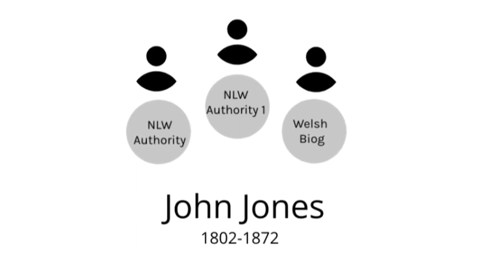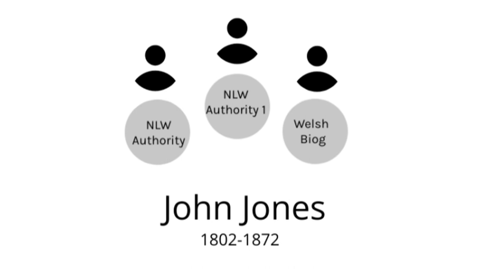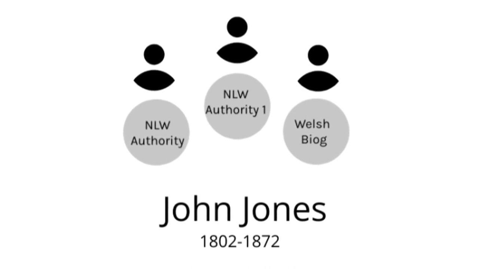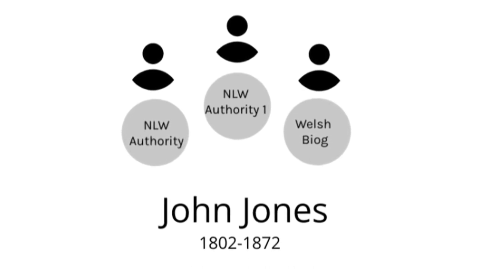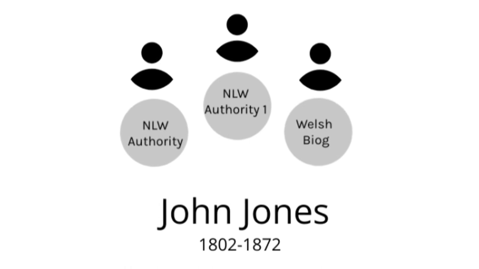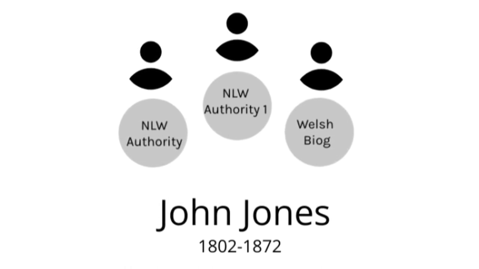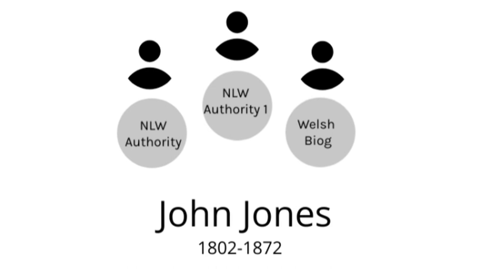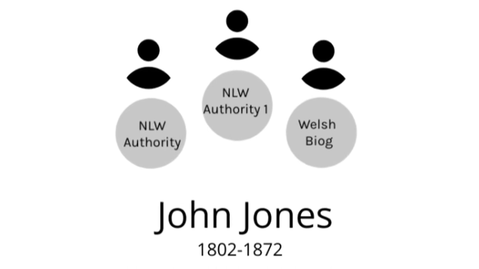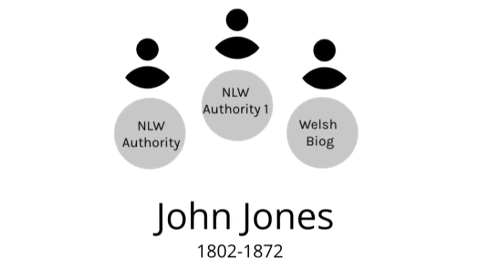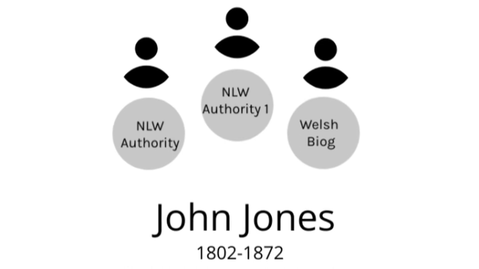So in this example, we've worked out that this particular John Jones has more than one authority record, and duplicates are common as systems have emerged over time, for example, and people have just failed to identify that this is a John Jones that already has an authority file.